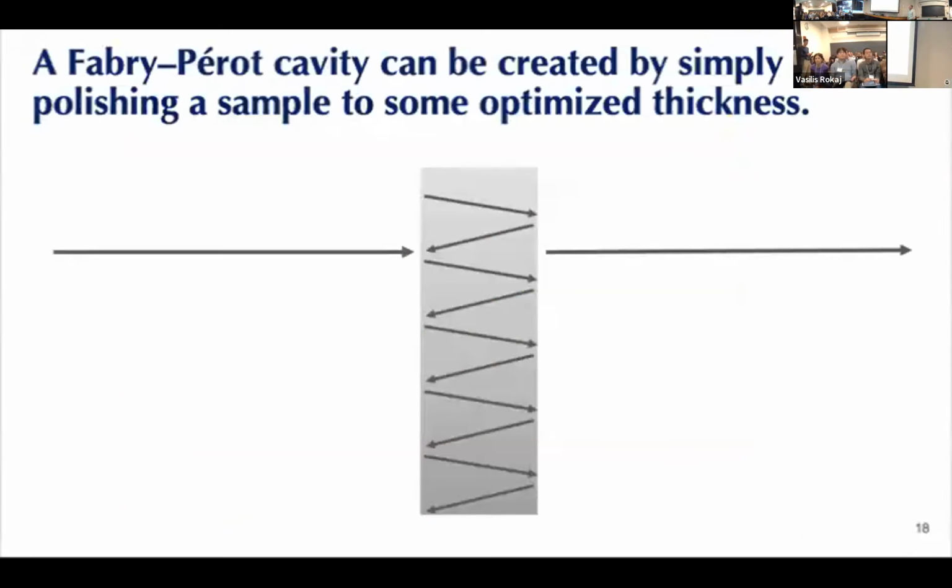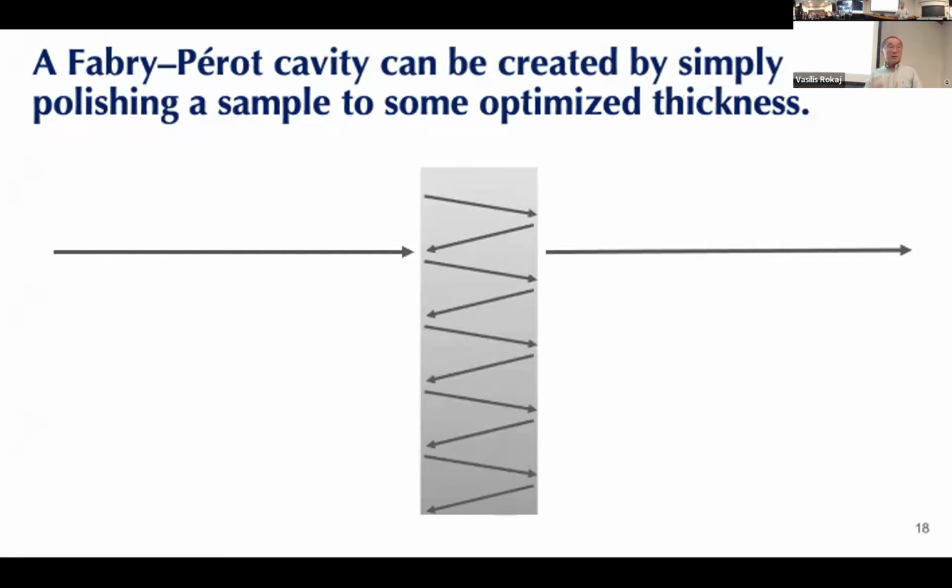Okay, so let me start with the first simple Fabry-Perot. Because if you have a pair of mirrors, you have a Fabry-Perot cavity. But we found that the easiest way to make a Fabry-Perot cavity is just to thin down your sample. I think there was one discussion this morning about thin films of STO, right? So that's the kind of thing we're interested in.